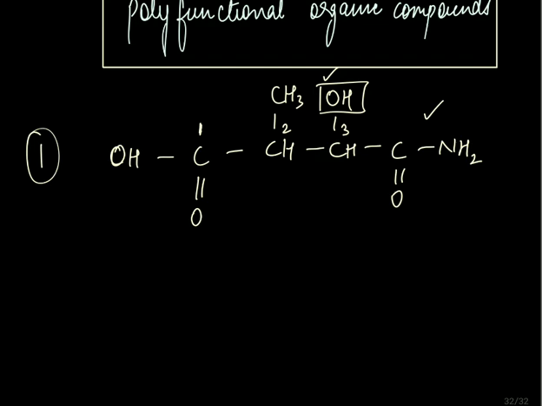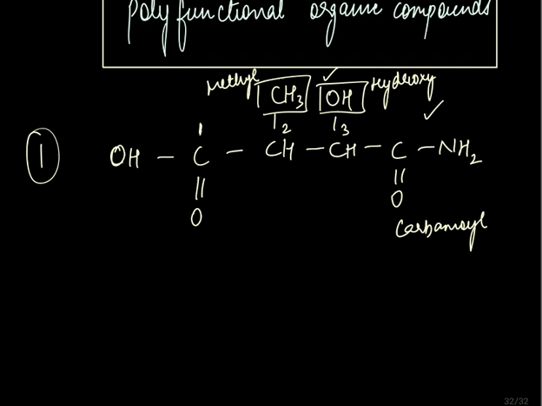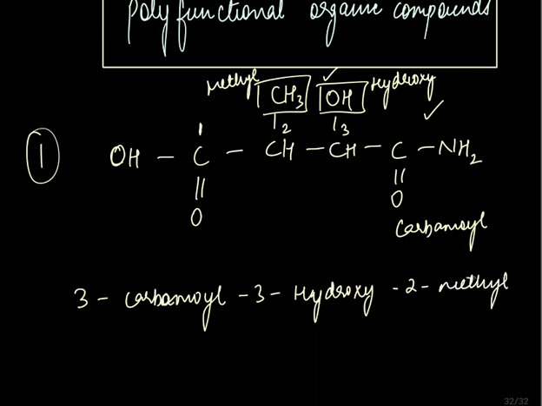So ABC, C comes first, so this will be our carbamoyl, and this is our hydroxy, and then over here on the second carbon, this is methyl, correct? So we have to follow alphabetical order. So we are going to start from 3-carbamoyl, 3-hydroxy, then 2-methyl, propanoic acid, right?